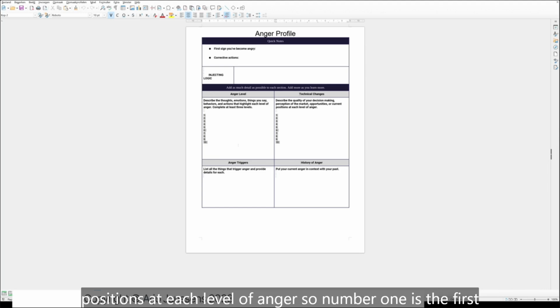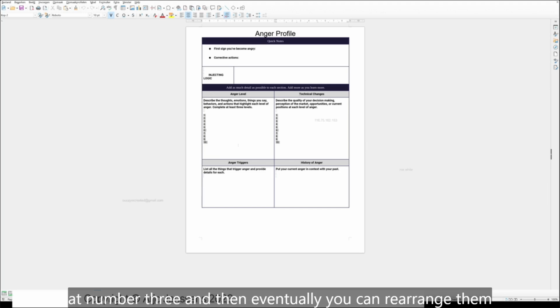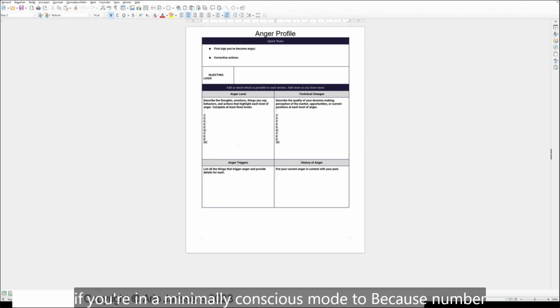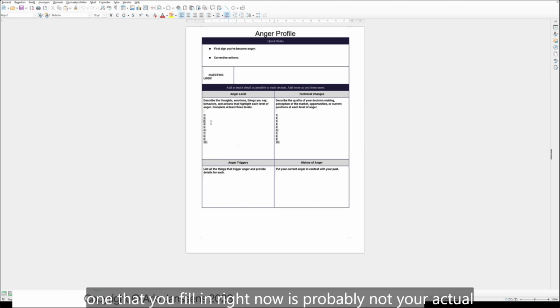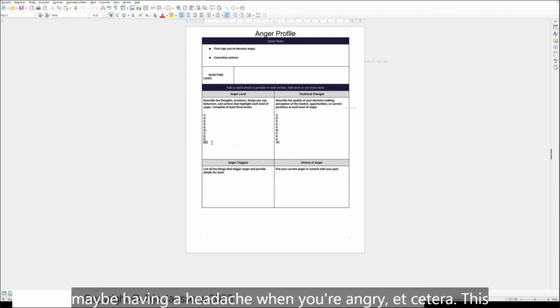So number 1 is the first thing that you notice. Now I would advise to start somewhere at number 3 and then eventually you can rearrange them, because number 1 that you fill in right now is probably not your actual number 1, right? Because now we are trying to discover a cycle. We are trying to discover, all right, what leads us to number 10, which is the end. The end is, again, maybe having a headache when you're angry, etc.